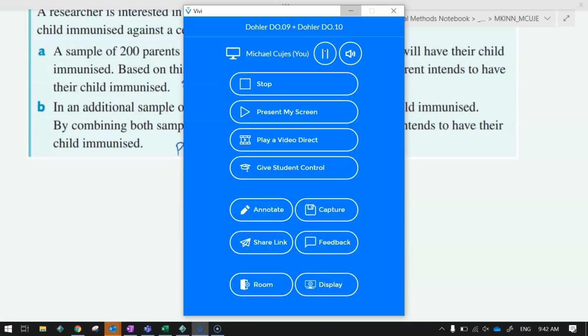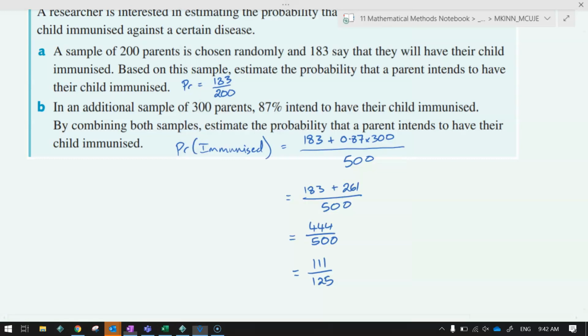All right, so coming back and just checking if we agreed with each other on those ones. 183 out of 200. The book, when they do the example, likes to give it as a percentage or a decimal. I would always use fractions if possible. I think that's easier and you're not rounding off. I'm not sure why they're rounding off and introducing error into their answers.